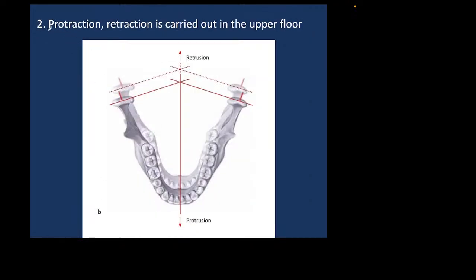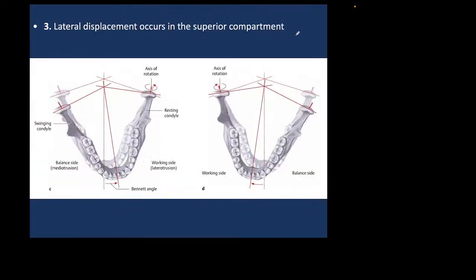Other movements in the joints are called protraction and retraction. Protraction or protrusion is when both joints, left and right, move forward, and it takes place in the upper floor of the temporomandibular joints when the two discs move forward.